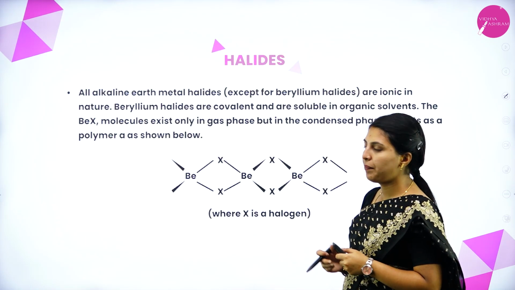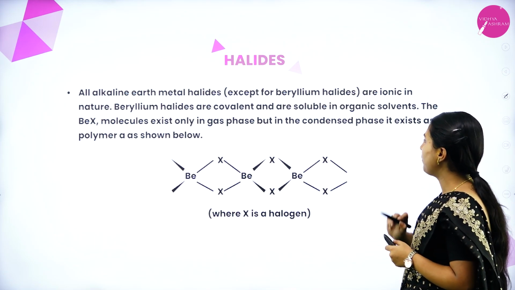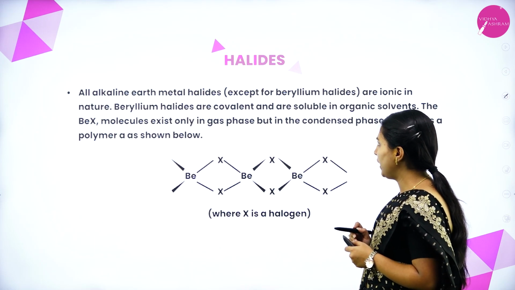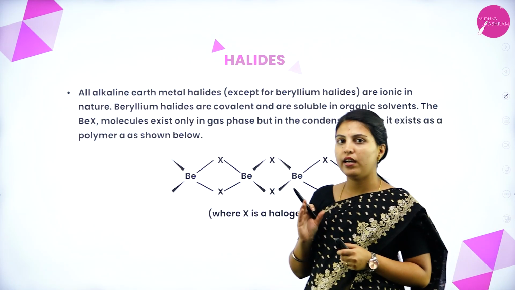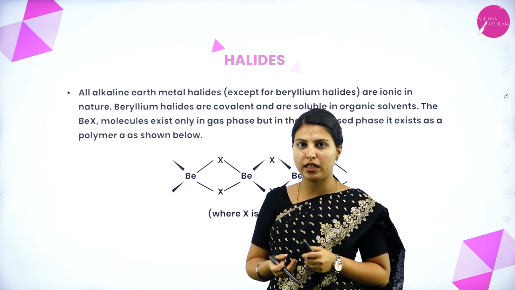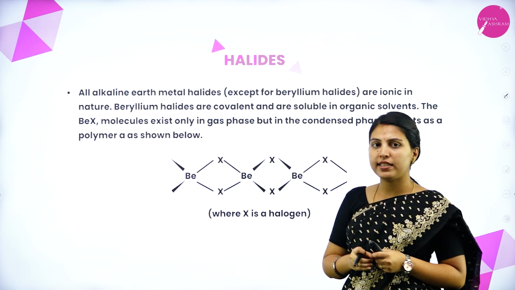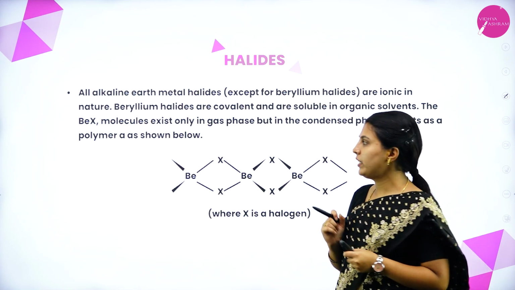Next, halides. All alkaline earth metal halides except beryllium halides are ionic in nature. Beryllium halides are covalent and are soluble in organic solvents. All the halides formed by alkaline earth metals are ionic in nature, but the beryllium halides are covalent in nature and will be soluble only in organic solvents.